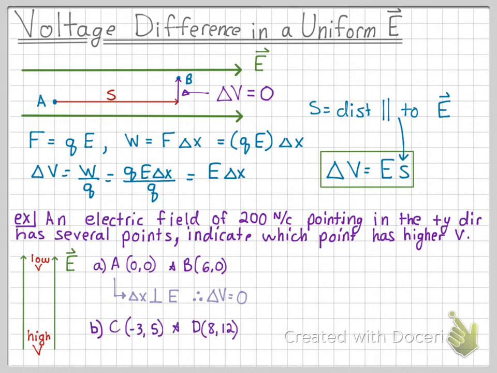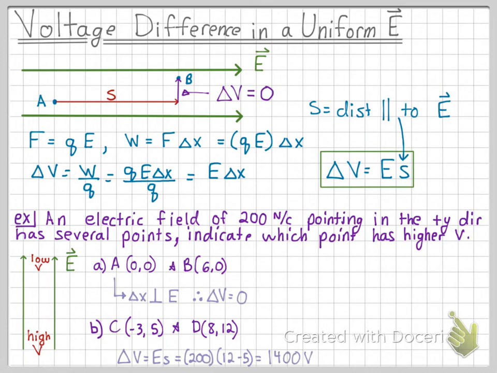Next, we're going to look at the point C at (-3, 5) and D at (8, 12). We know that we should only look at the y values since the electric field is pointing in the y direction. So the electric field is 200 Newton coulombs, and we know the distance between 5 and 12 is going to equal 7, and this is going to give us a voltage difference of 1,400 volts.